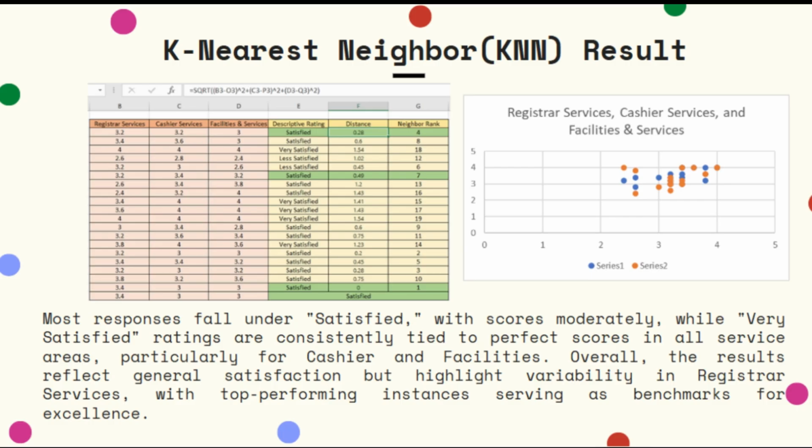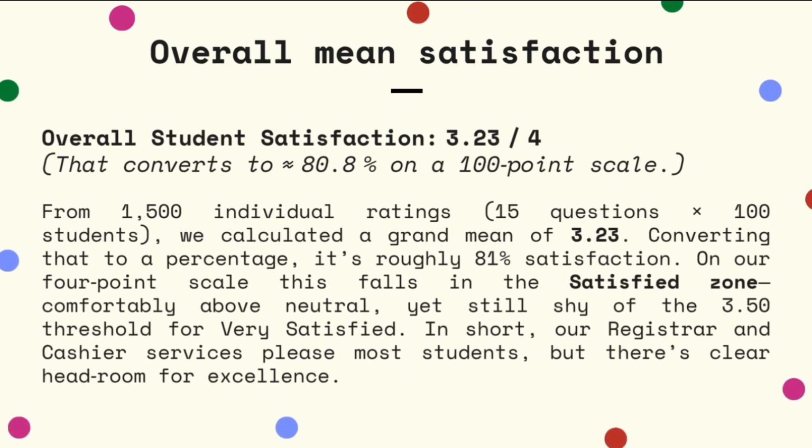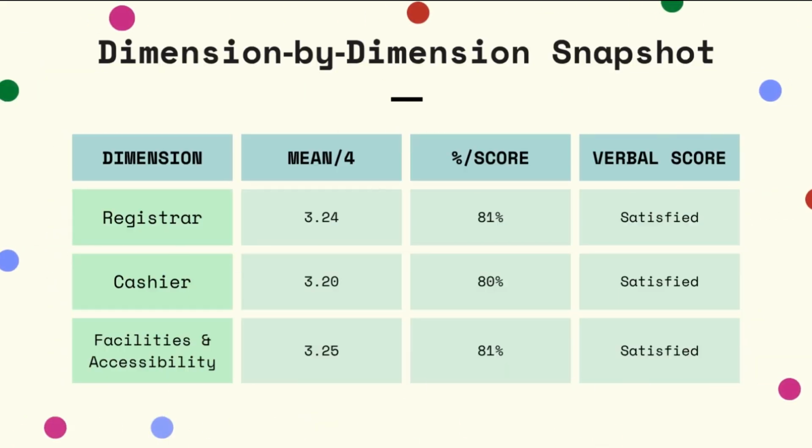In our KNN result, most responses fall under satisfied. Our overall student satisfaction is 3.23. On our 4-point scale, this falls in the satisfied zone, comfortably above neutral. In our dimension by dimension snapshot, we have 3 dimensions. This is their mean, percent score, and verbal score.